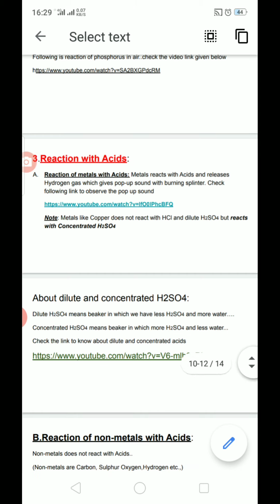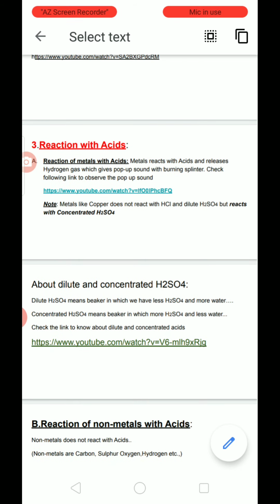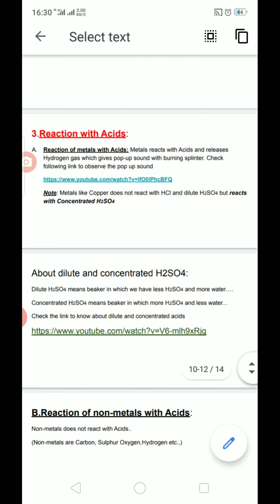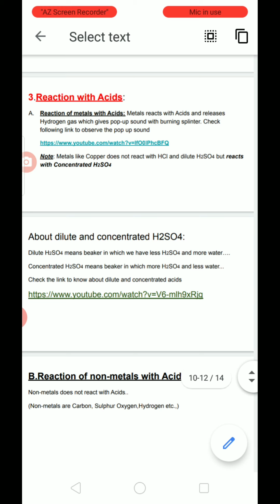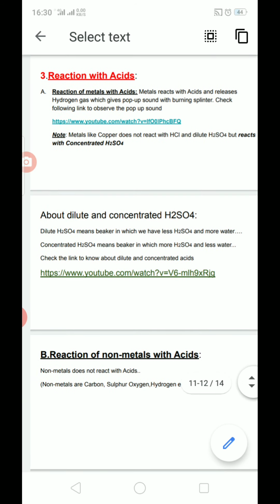But you have to remember this point, students. Metals like copper won't react with some acids like HCl and H2SO4. It reacts with concentrated H2SO4 only. Now the question comes, what is concentrated H2SO4? What is dilute H2SO4? Dilute and concentrated H2SO4. H2SO4 is an acid, which is called sulfuric acid.